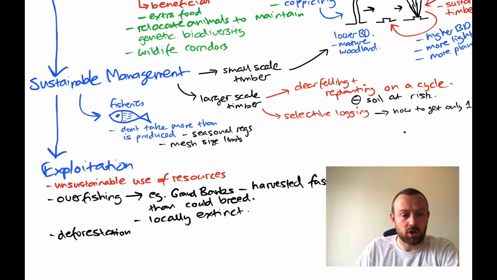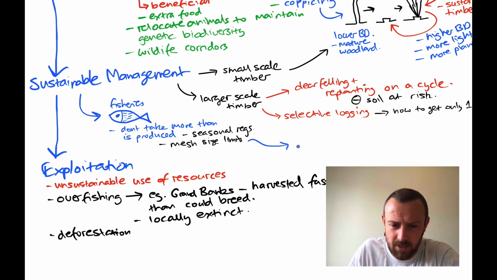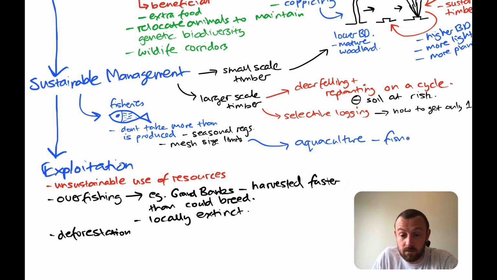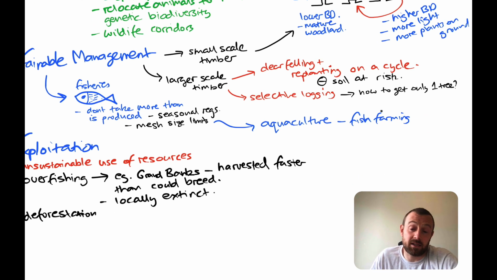Finally, another thing that you can do is aquaculture. So aquaculture is something that I think is possible that could come up. So aquaculture is fish farming. And it's in the textbook, but briefly. And it's basically the idea of farming fish.